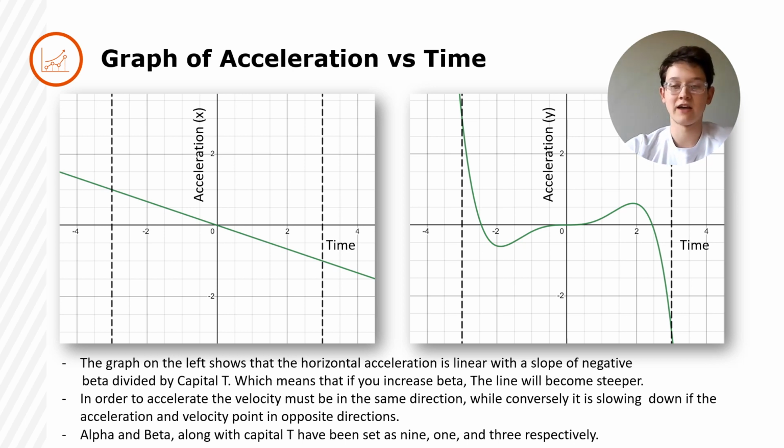Let's start with the graph on the left, which is the graph of acceleration in the x component. We can determine some interesting knowledge about the helicopter's motion. For example, when lowercase t equals 0, the helicopter stops speeding up and begins to slow down.